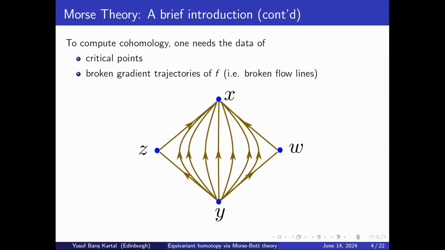So here the broken gradient trajectories from y to x are parameterized by the closed loop.